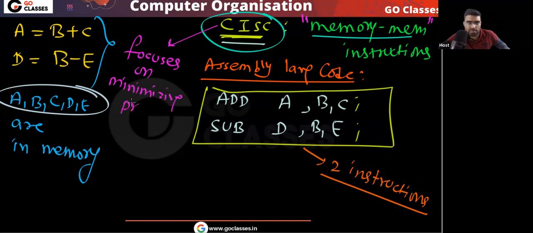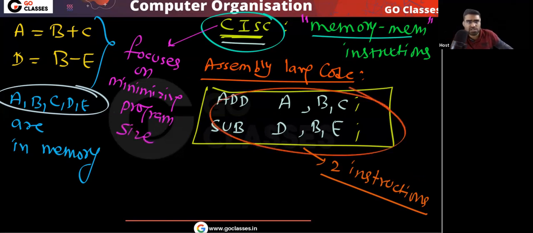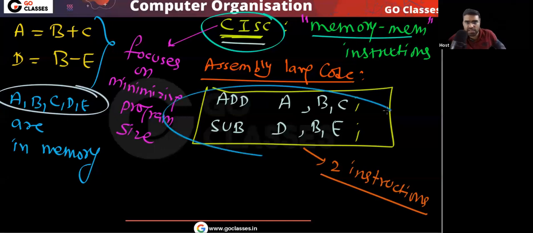Minimizing program size. You can see here only 2 instructions are there. And that is the reason this CISC computer will use memory instructions, so that we can have fewer instructions. Your program size should be very small.